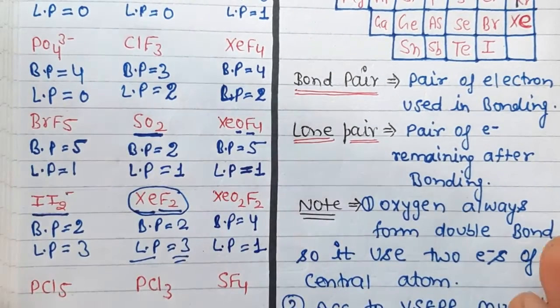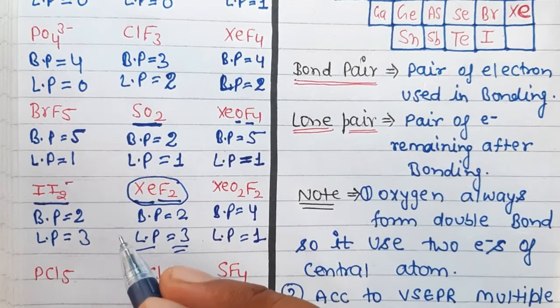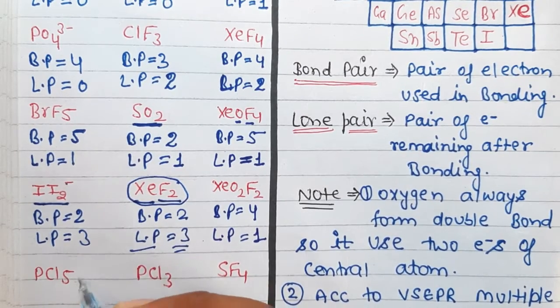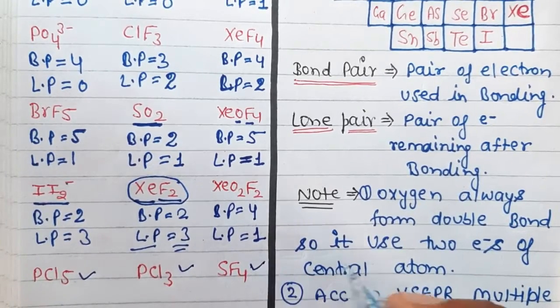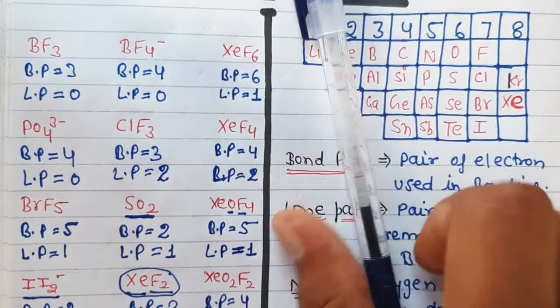So I hope you can easily understand this trick. If you understand this trick, you can solve this problem yourself. So this is all about how to calculate lone pair and bond pair.